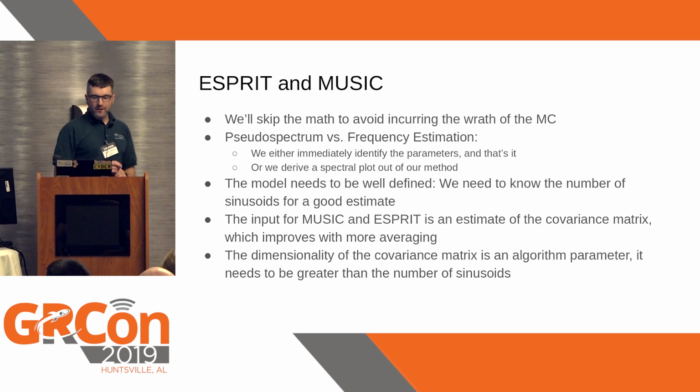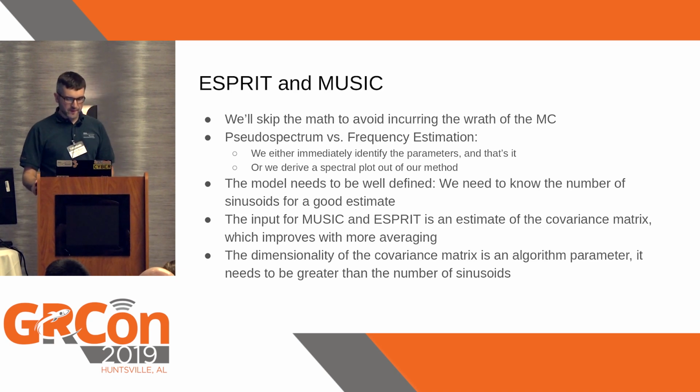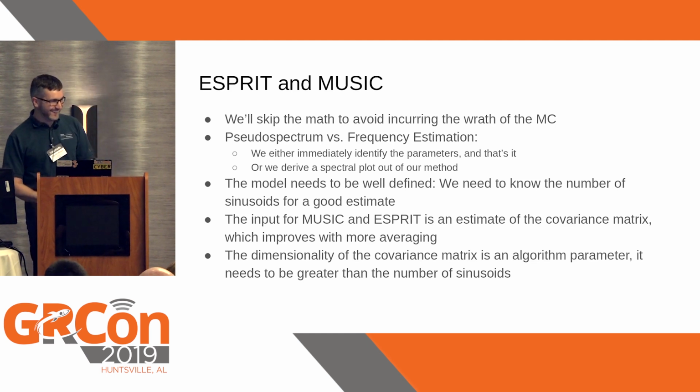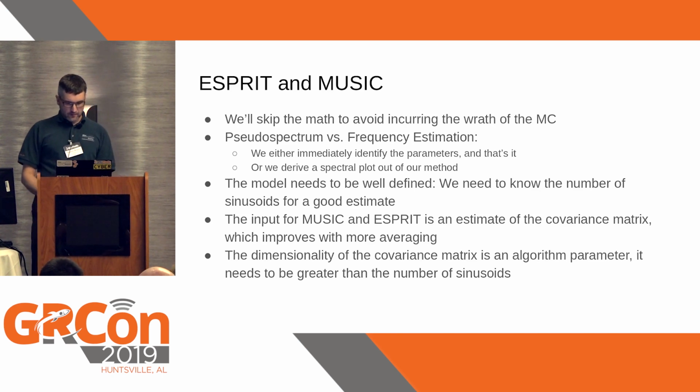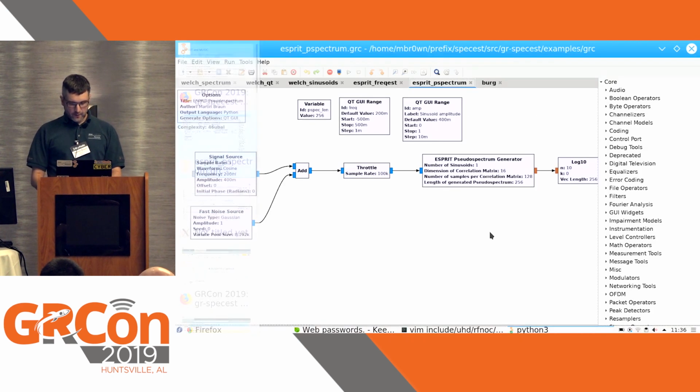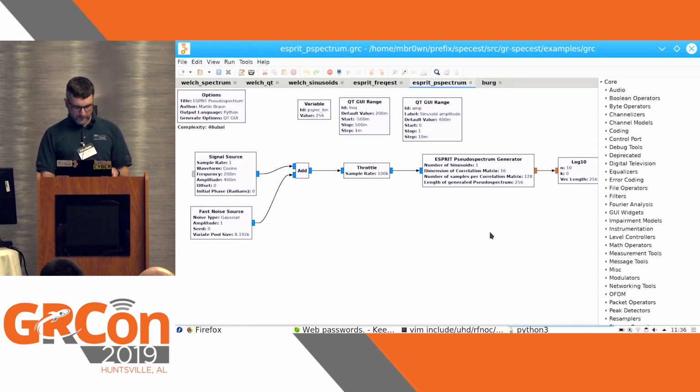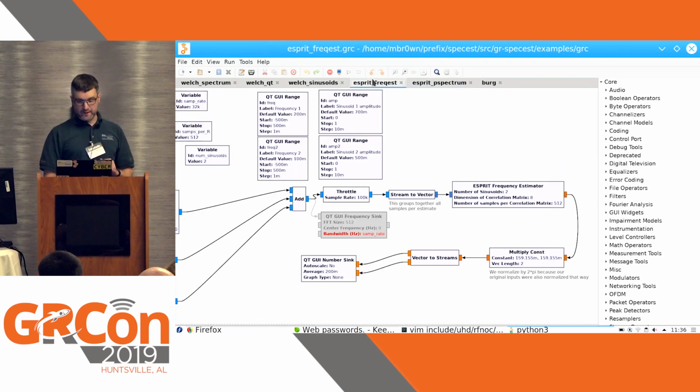Oh yeah, okay. So I don't have time to go into the math of ESPRIT music. If you know linear algebra well, it's actually not that difficult. And if you don't, then it is difficult. So I had to just opt out of explaining how these work. One thing that we need to know about though is we actually use a so-called covariance matrix as an input to our frequency estimator, and that covariance matrix itself needs to be estimated.